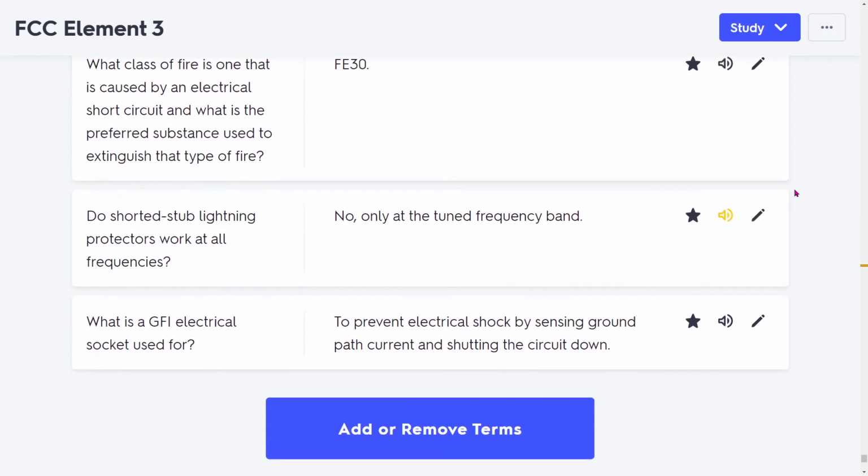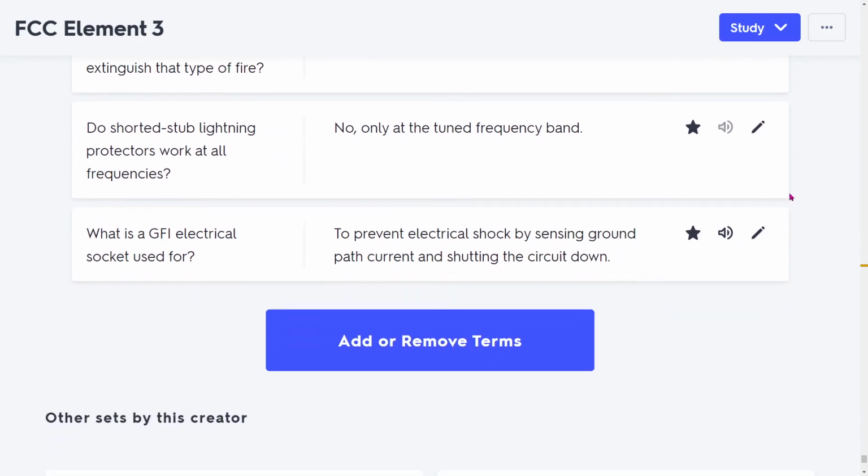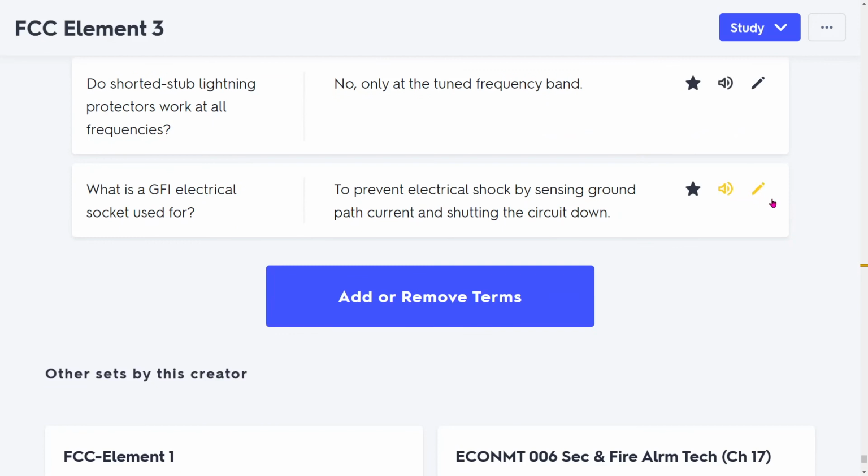Do shorted stub lightning protectors work at all frequencies? No, only at the tune frequency band. What is a GFI electrical socket used for? To prevent electrical shock by sensing ground path current and shutting the circuit down.